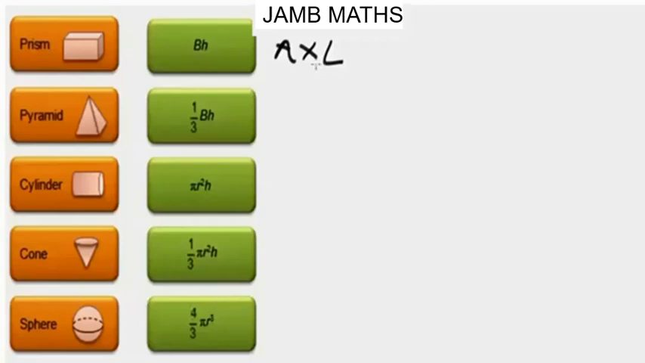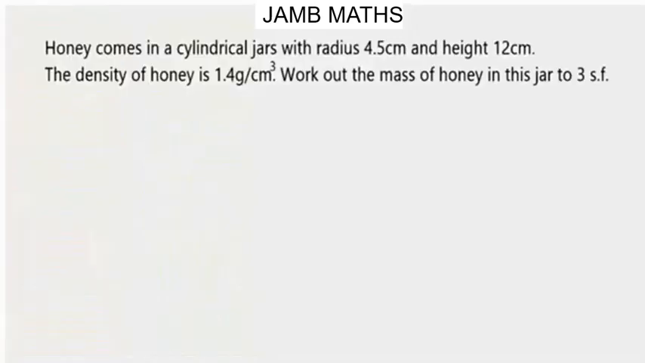Now having known these basic respective formulas for volumes of 3D shapes, let's get a practice math question on this and apply the formula to it and see what we're going to have as the answer. Okay guys, now let's look at this question. It says honey comes in a cylindrical jar with radius 4.5 cm and height 12 cm. The density of honey is 1.4 gram per cm cube. Work out the mass of honey in this jar to three significant figures.